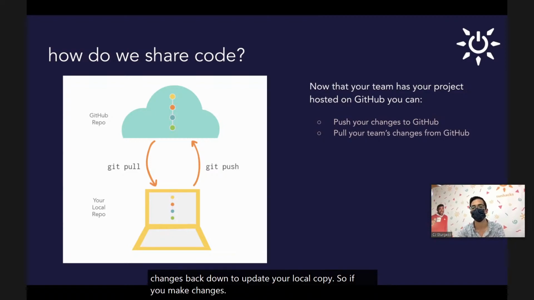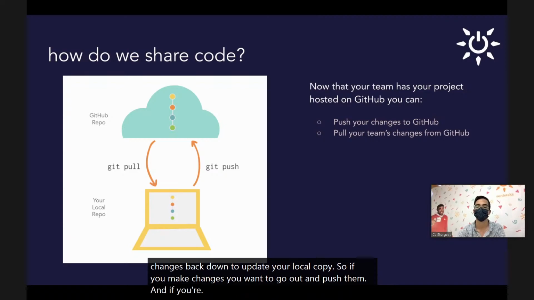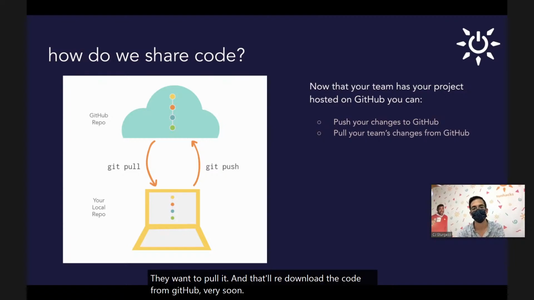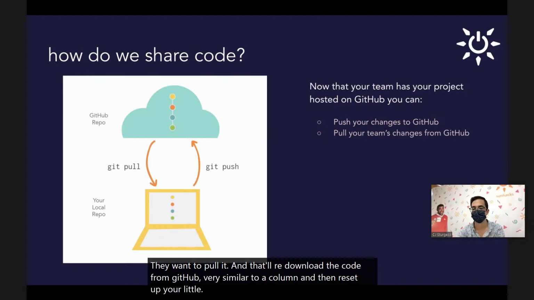So if you make changes, you want to go ahead and push them. And if your teammate wants to make sure they have the latest version of the code, they want to pull it. And that'll re-download the code from GitHub, very similar to a clone, and then reset up your little folder so that you have the current working code.